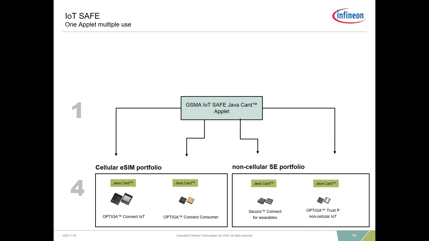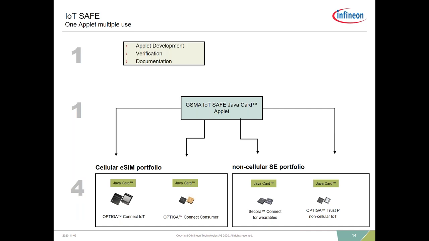On the other side, we have also our non-cellular secure element portfolio, namely our Secure Connect, as a payment secure element for wearables. But you never know, there might also become a requirement in the wearables market that some service wants to connect to a cloud. And then the IoT SAFE applet would be a good fit on this product. And then, of course, very important for our IoT lineup, we have also Java Card products here, like OPTIGA Trust P, and this applet can be used there too. So one applet, basically for four products.